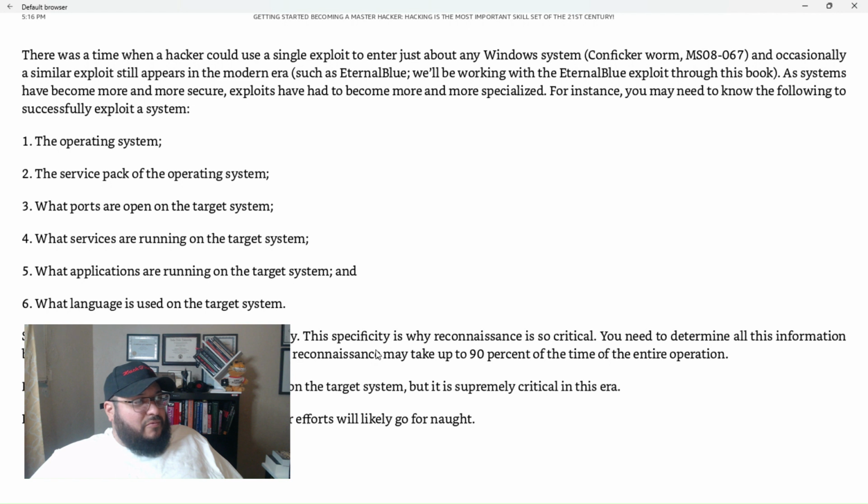This specificity is why reconnaissance is so critical. You need to determine all the information before beginning the game. In some cases, reconnaissance may take 90% of the time of the entire operation. That's right.